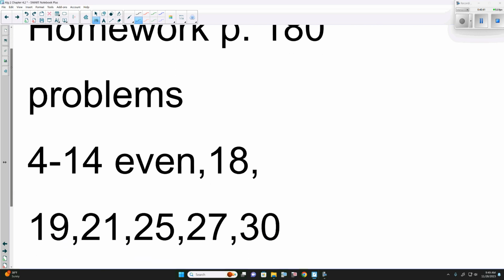And that is it for this here. We didn't get a chance to get into the factor tree. If we do have time tomorrow, we can. If not, that's fine also. It's nice, it's interesting, but it's not crucial.